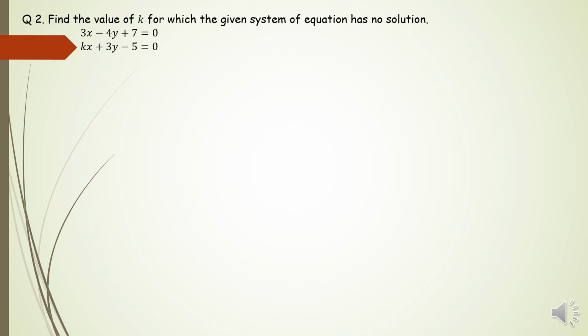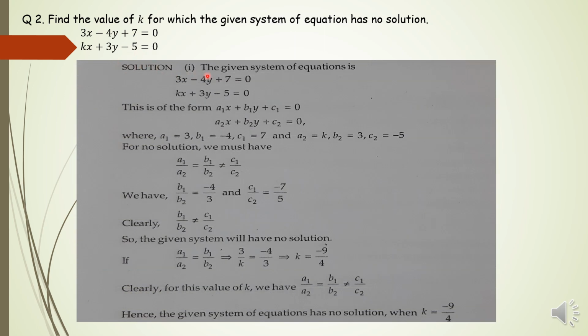Next question. Find the value of k for which the given system of equation has no solution. 3x minus 4y plus 7 equal to 0. Kx plus 3y minus 5 equal to 0. The given system of equations is 3x minus 4y plus 7 equal to 0 and kx plus 3y minus 5 equal to 0. This is of the form a1x plus b1y plus c1 equal to 0, a2x plus b2y plus c2 equal to 0. So compare the equations.